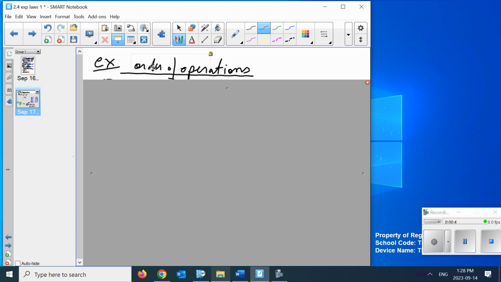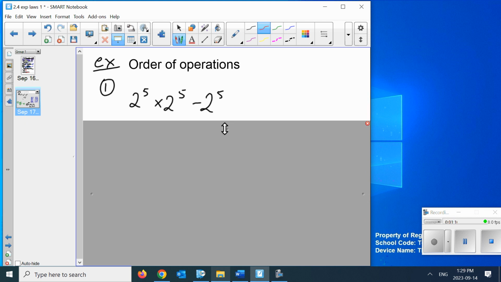So I'm going to just maybe change this into typing, because that's pretty messy. I'll get order of operations typed on. Okay, we're going to do some examples.